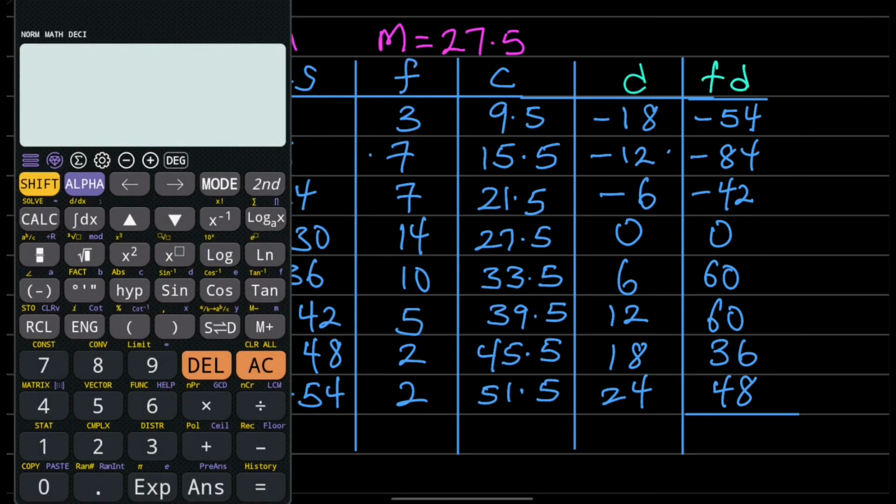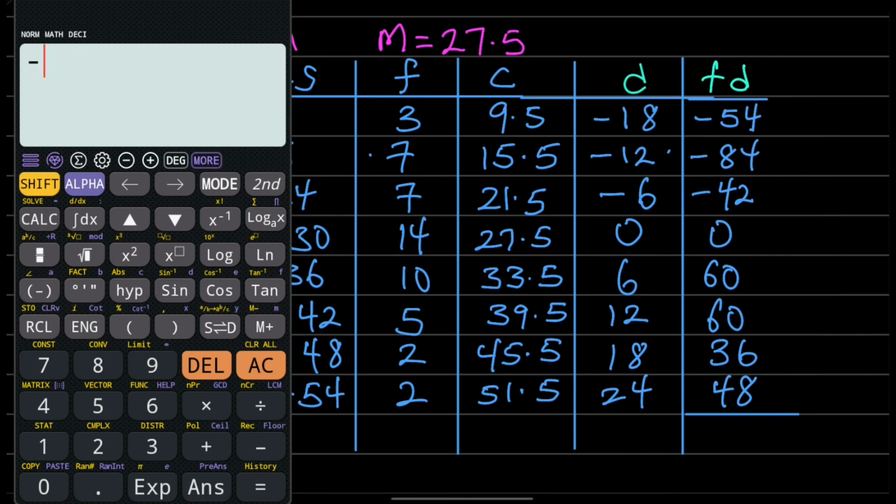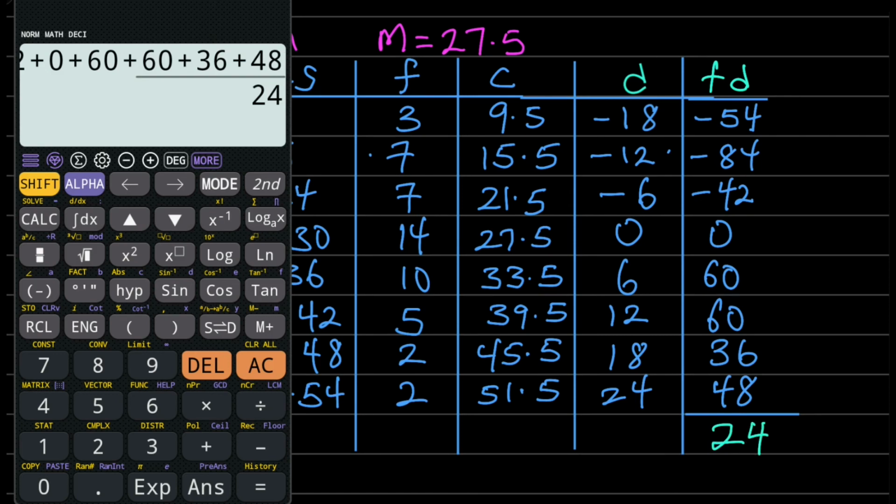So you're summing all the FD values. Don't forget, these are your FD values. Alright, so the first value there is negative 54 plus minus 84 plus minus 42. As you can see there, we have plus 0, so let's just add that. Plus 60 plus 60 plus 36 plus 48. Altogether, we have 24.